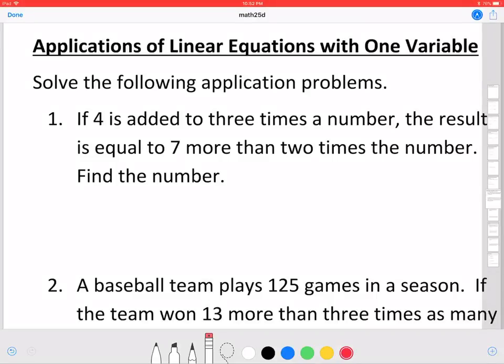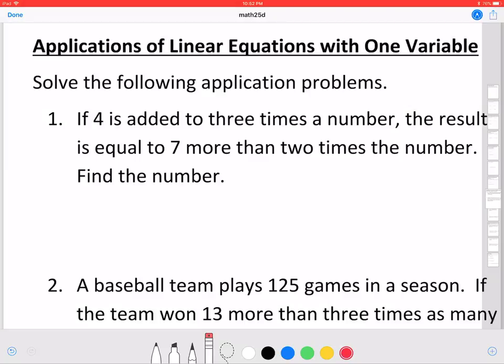Here we have a video on solving application problems, which utilizes a linear equation with one variable. All right, as you can see, these are all word problems. Okay, let's begin. Number one, I'll let you read the problem on your own. I don't need to read that for you. And what you realize is that you do need to translate this. All right, so let's go.